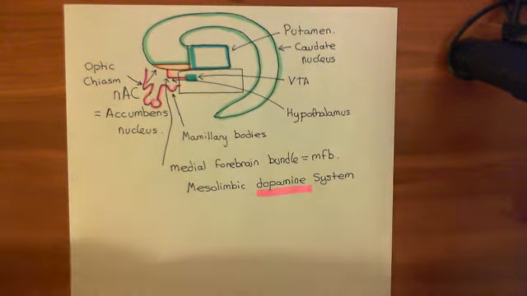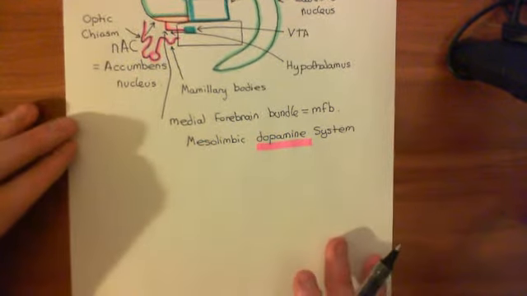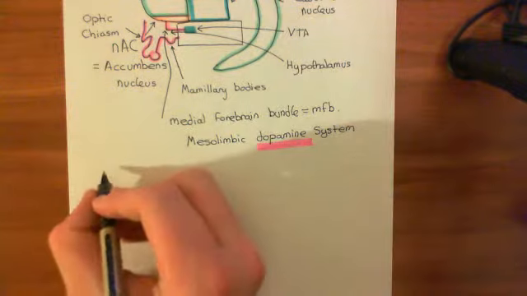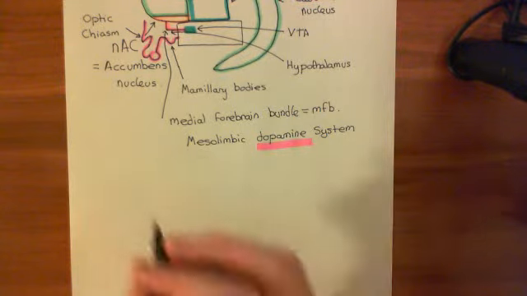Okay, so let me just talk through what the structure of dopamine is. So the structure of the neurotransmitter dopamine is as follows. It's very similar to the structure of noradrenaline. It's very close to the structure of noradrenaline, in fact. Okay, so let me show you this.